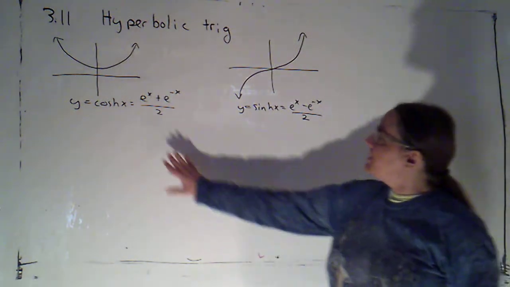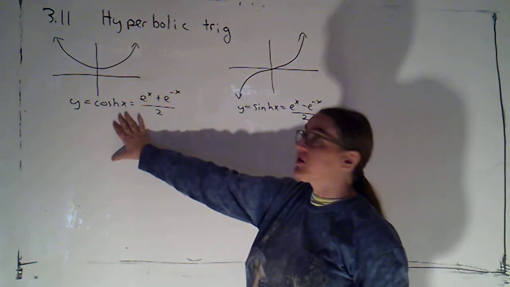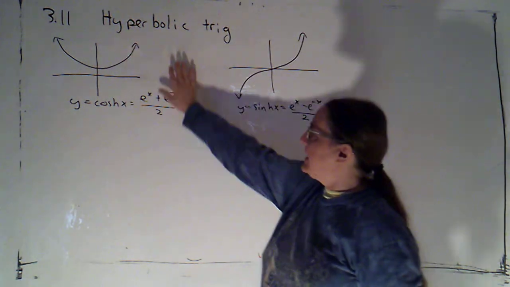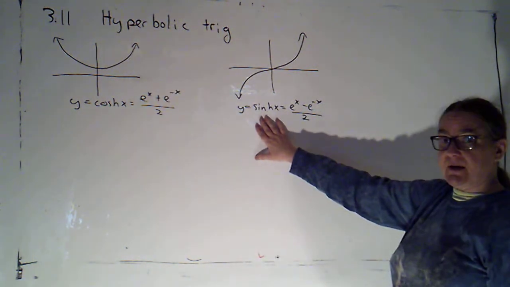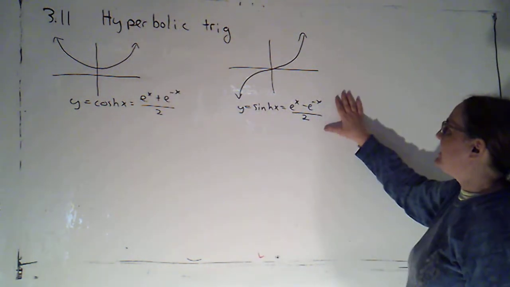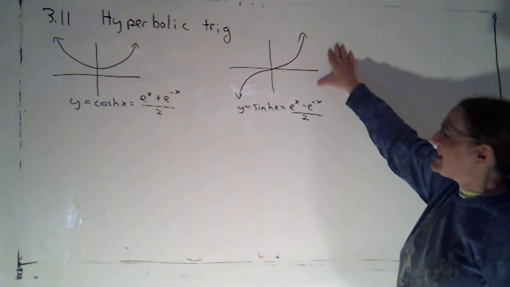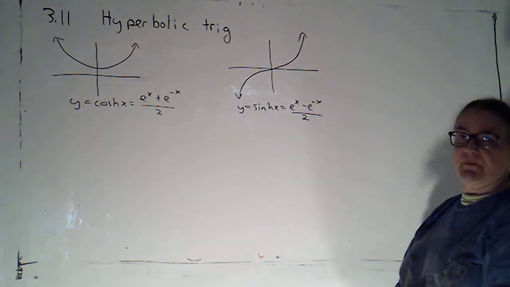So far, we've defined two hyperbolic trig functions. Hyperbolic cosine, or cosh, which is e to the x plus e to the negative x over 2, and looks like a hanging cable. And y equals sinh x, or hyperbolic sine, which is e to the x minus e to the negative x over 2, which looks kind of like the cubing function, but it's curving at a different rate.